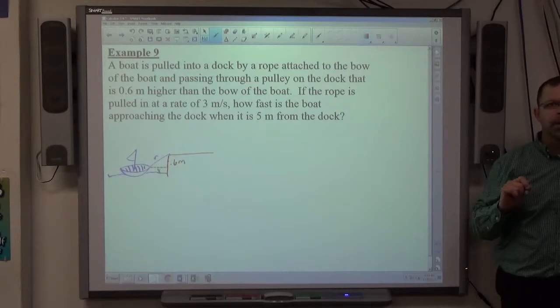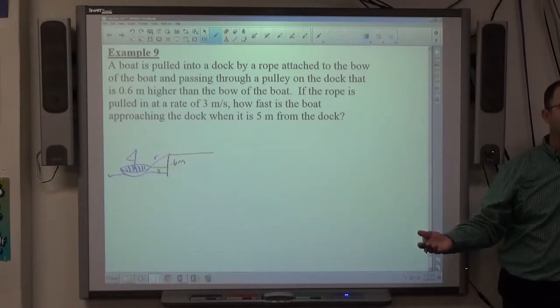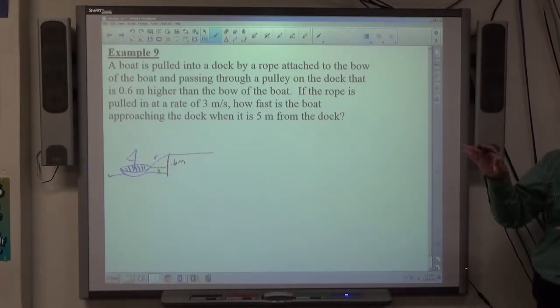And again, when you draw your picture, that's the type of thinking you need. What's changing, what isn't changing. If something's changing, represent it as a letter. If something isn't changing, represent it with a number specifically in the picture.